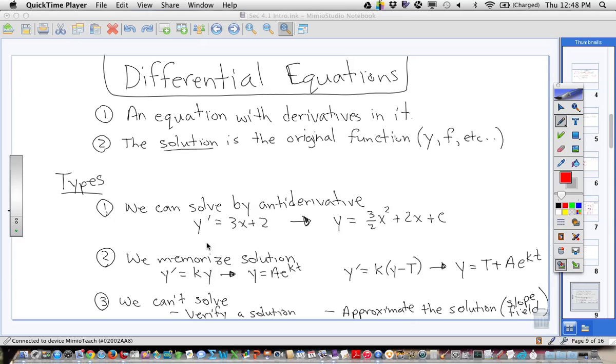And now we've just started writing these notes on differential equations. So you might want to pause it at this point and write this down. All right, thank you.